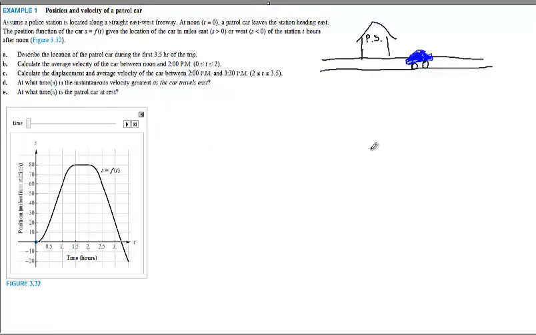Alright, trying to figure out what they've got going here. It looks like we have a police station, and then we have a roadway that travels east or west. We're going to consider this police station to be at point 0, and that S value is going to be positive if I'm traveling east and negative if I'm traveling west. They give me a graph, and then they ask me to talk about where the patrol car is during the first 3.5 hours of the trip.